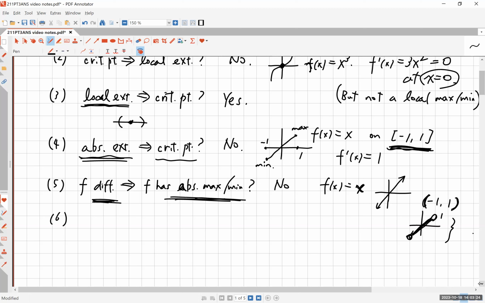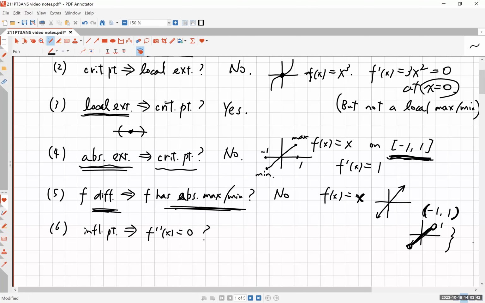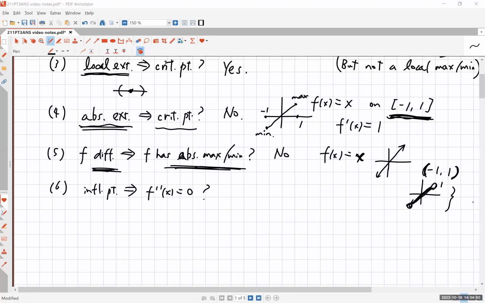Okay, number 6, at every inflection point, the second derivative must be equal to 0. So you have an inflection point. Does it mean that the second derivative has to be equal to 0? Now, this is a little tricky. And let me just explain why this is a little tricky, because it sort of depends on who you listen to or what book you read. For our purposes, if you read our definition of an inflection point in our book, the answer is no, because the second derivative does not even have to be defined.